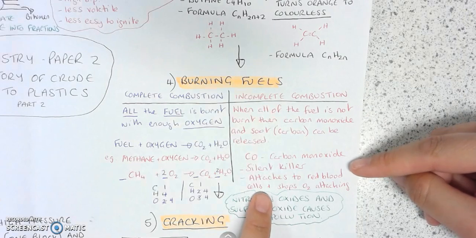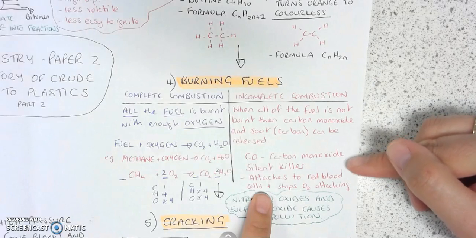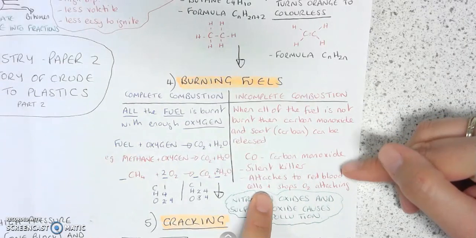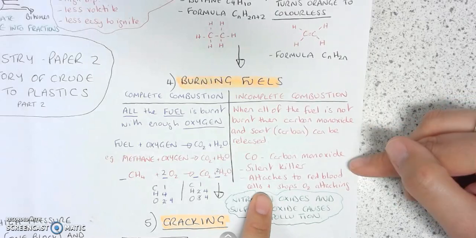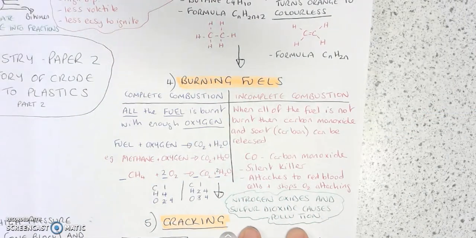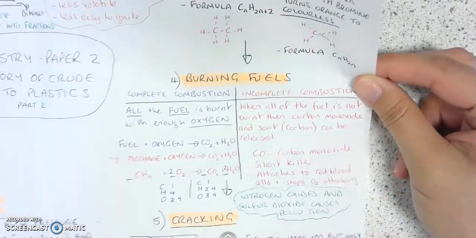But if you ever have any family members who are starting to get tired all the time and having lots of headaches, it might be worth seeing if any of your gas appliances need servicing because they're not burning all of the fuel. The other part I'm just going to throw in here while we're talking about pollution is nitrogen oxides and sulfur dioxide, which can also cause pollution and can cause acid rain.